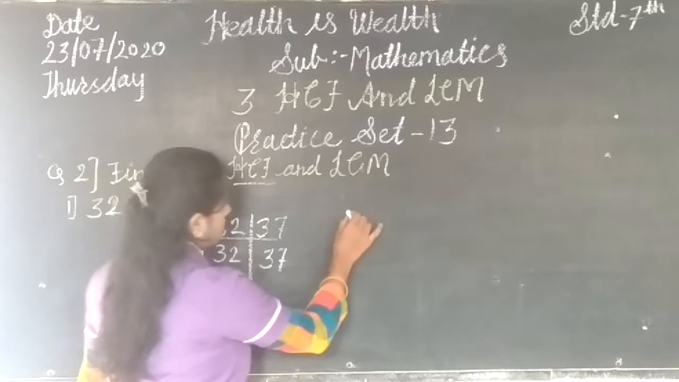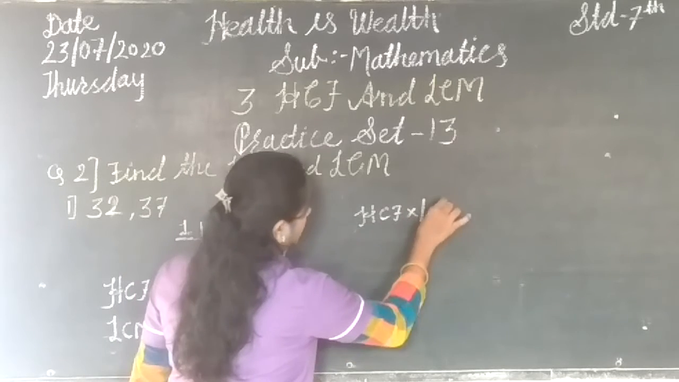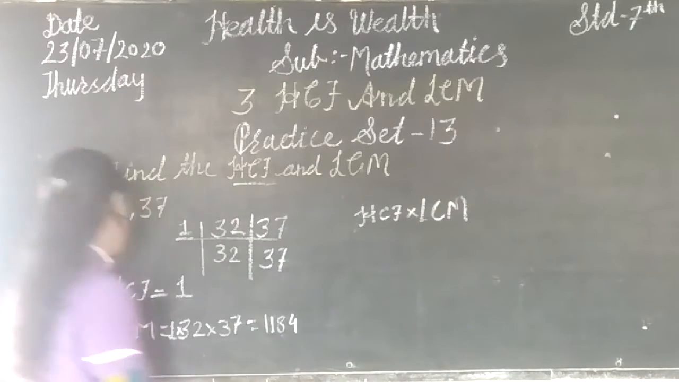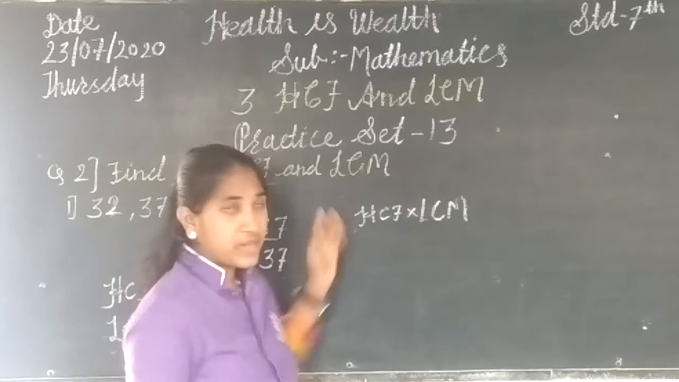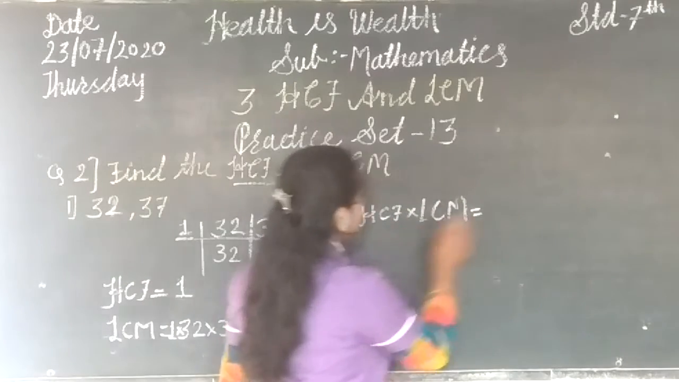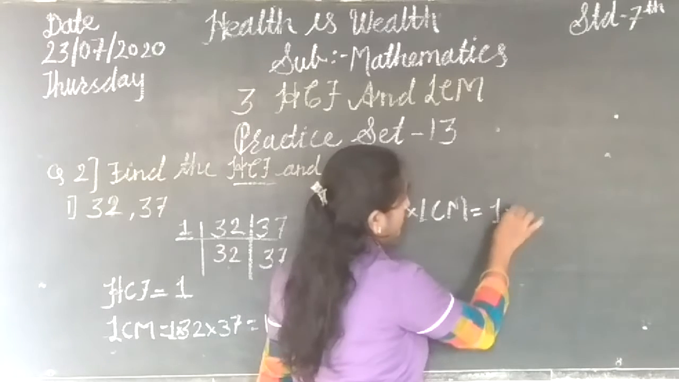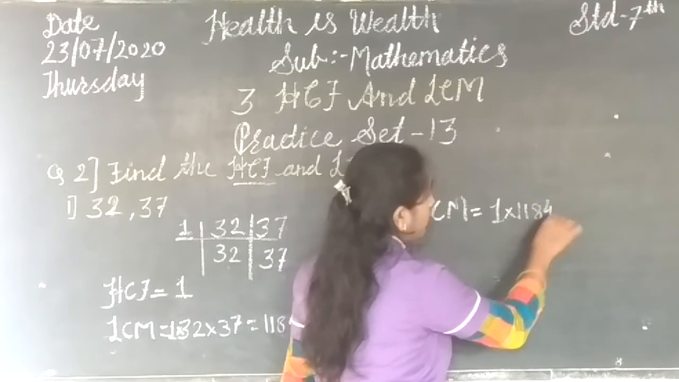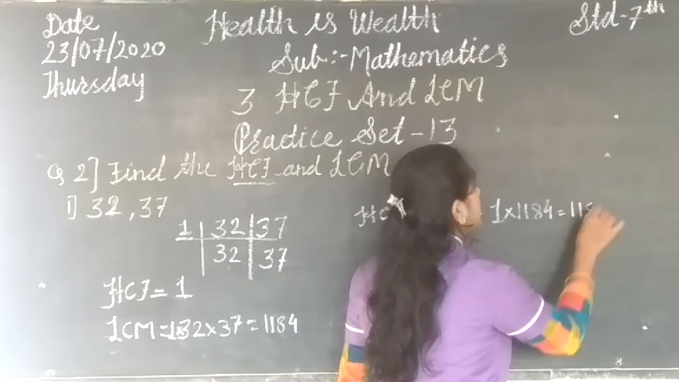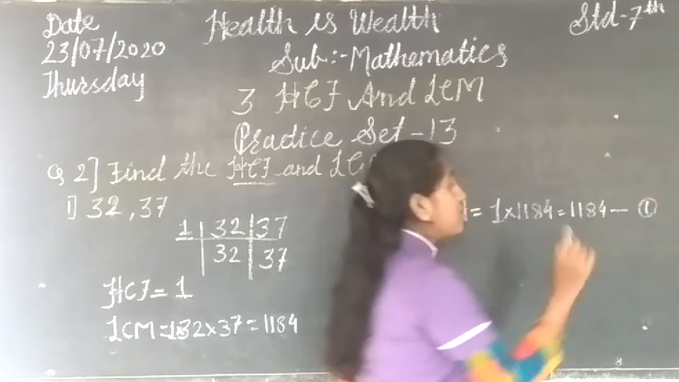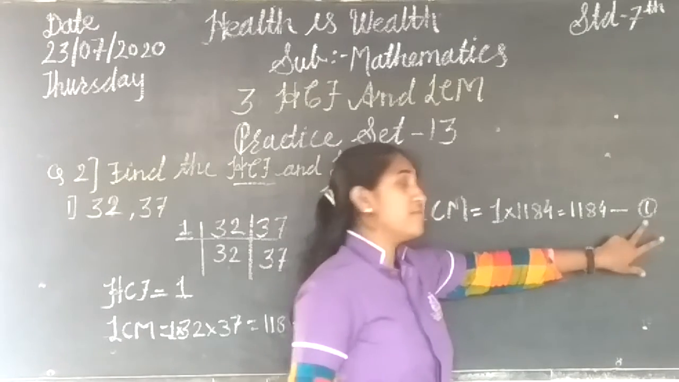See, HCF and LCM. What are they asking? The product of HCF and LCM is equal to the product of the given numbers. So first we find the HCF and LCM: HCF is 1 and our LCM is 1184. That is the answer we got. The same answer, 1184, we write as equation 1. As we have to verify, we give it equation number 1.